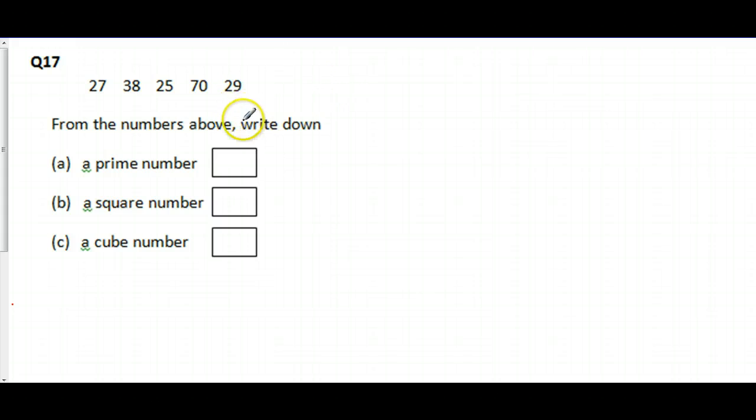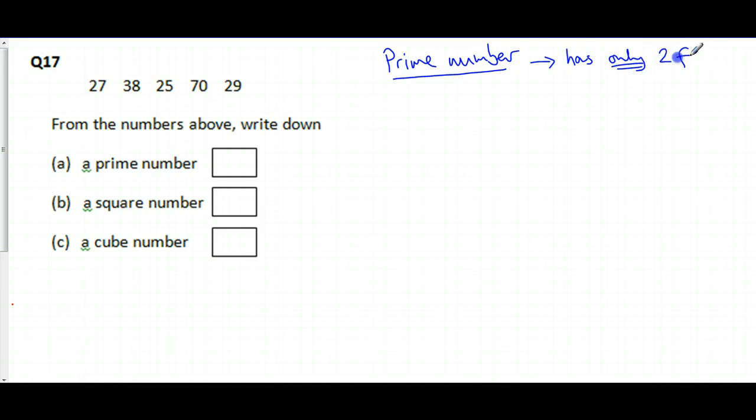From the numbers above, write down a prime number, a square number, and a cube number. Well, first of all, we need to know what a prime number is. A prime number, I know you remember it in your head as a number that only divides by one and itself. The technical definition, the good math definition, is that it has only two factors. That means it only has two numbers that go into it. So it's always one and itself. It's always got to have two factors.